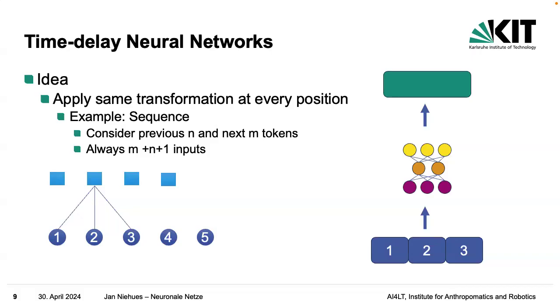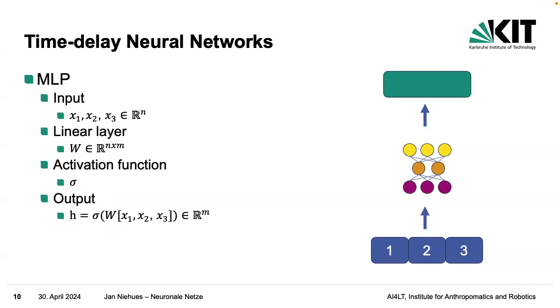How does that go mathematically? So what we have is, let's say, 3 inputs, and all of them are n-dimensional vectors. And then we need a linear layer, which is not n cross m. Does anybody see the error? What would be the right dimension of our matrix here?